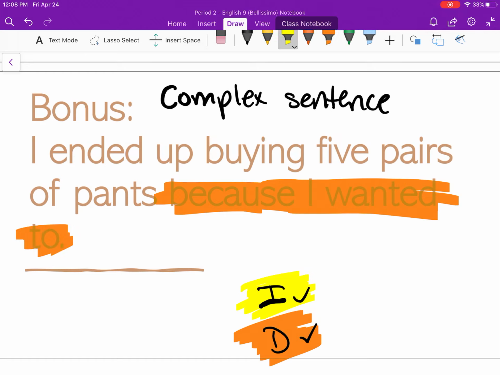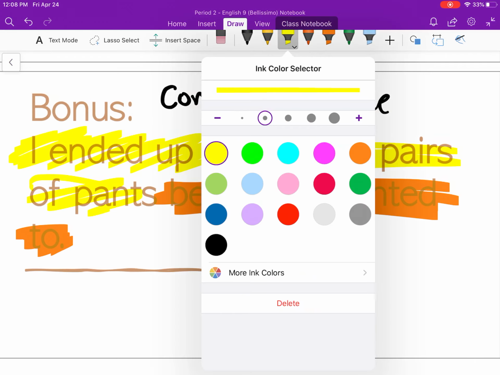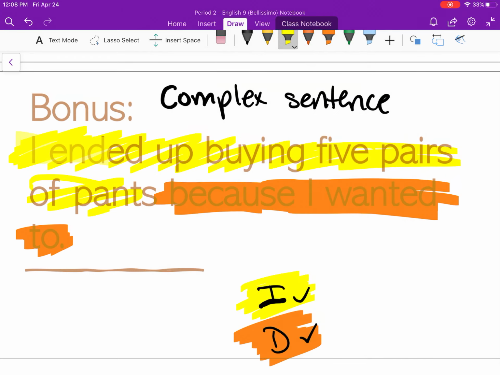Okay, that's our dependent clause. Our independent clause is the rest of it right here. I ended up buying 5 pairs of pants. I need to make this bigger. There we go. I ended up buying 5 pairs of pants because I wanted to. Okay, I hope this kind of cleared up a little bit about the idea of dependent clauses, and will get some of you guys unstuck in your weekly assignments that I've been seeing a couple of places being stuck.